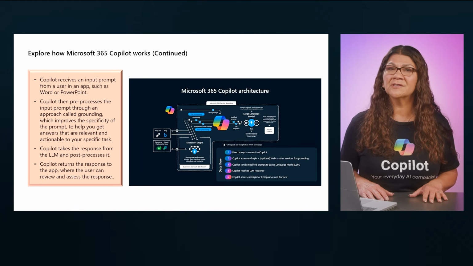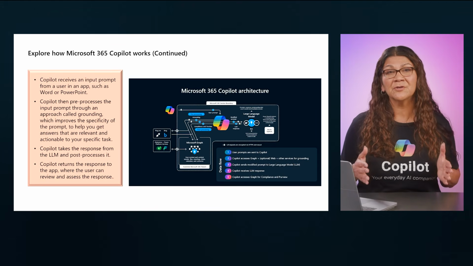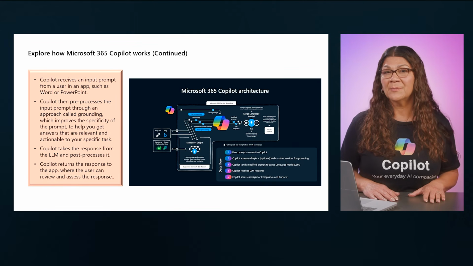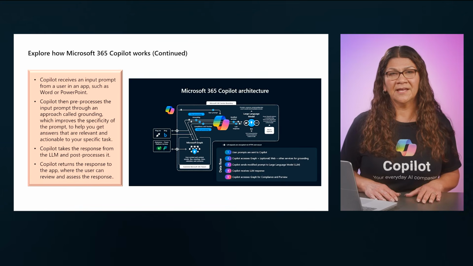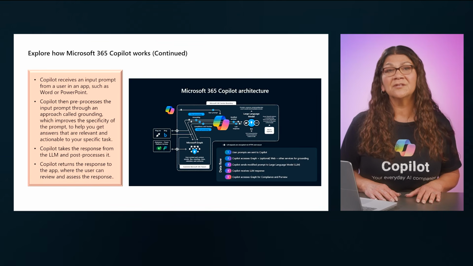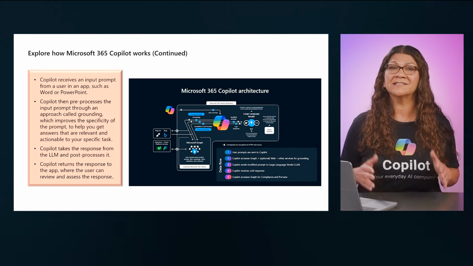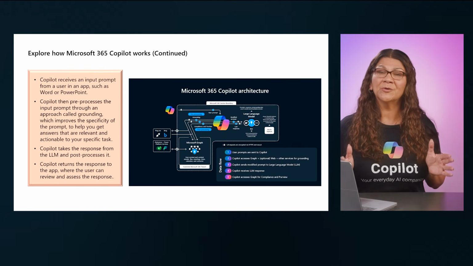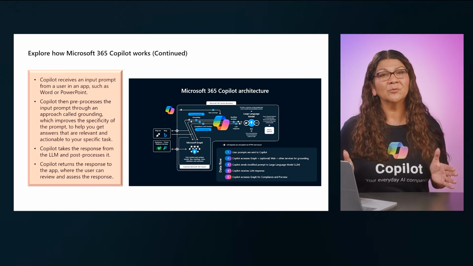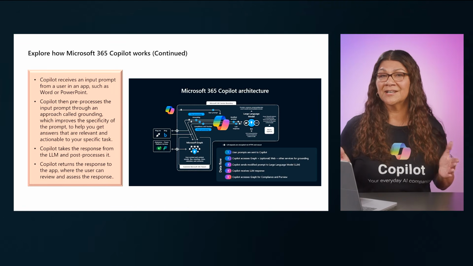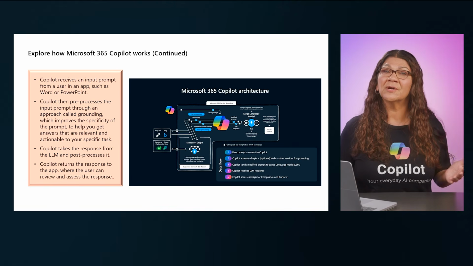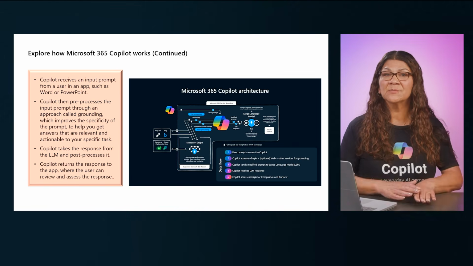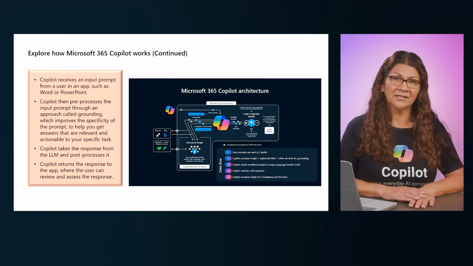Finally, Copilot returns the polished response to the app you're working in, where you remain fully in control. You can accept it, adjust it, or even try it again. This entire chain from grounding to compliance checks makes Copilot powerful, trustworthy, and enterprise-ready, enabling real-world use cases like summarizing complex email threads, generating new presentations from scratch, or extracting insights from spreadsheets with confidence and clarity.